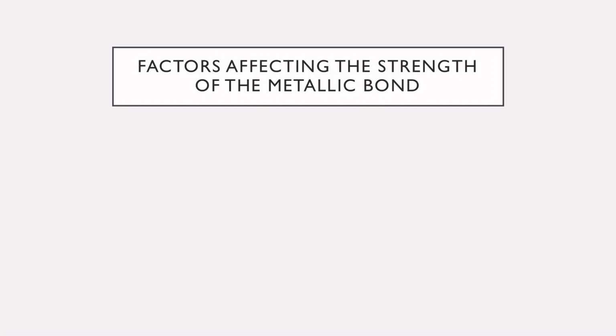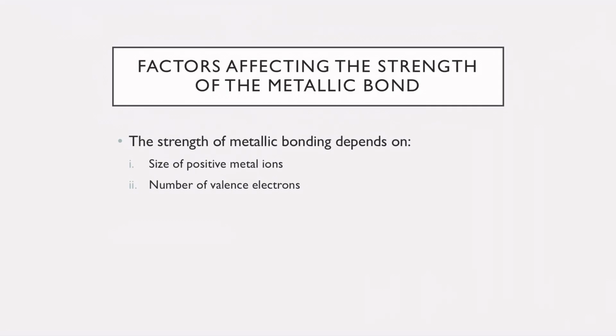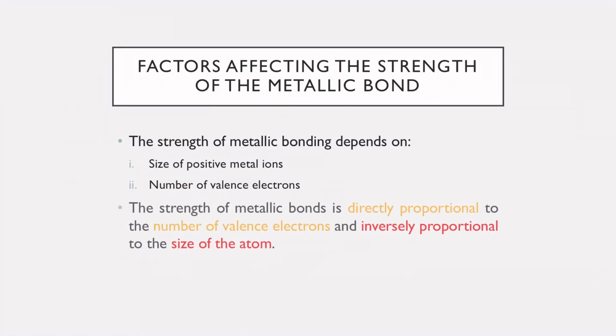Metallic bonding ni sikit je. So the factors affecting the strength of the metallic bond. The strength of metallic bonding depends on two things: the size of positive metal ions and the number of valence electrons. The strength of metallic bonds is directly proportional to the number of valence electrons and inversely proportional to the size of atom. So maksudnya macam mana tu? Remember bebal? Do you remember?